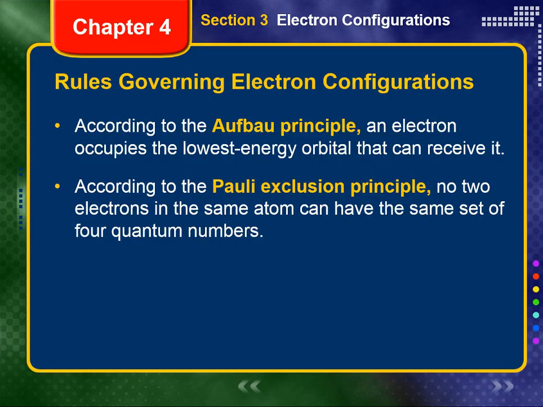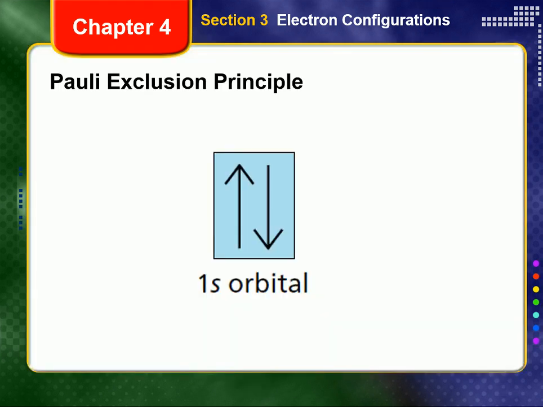The second rule reflects the importance of the spin quantum number. According to the Pauli exclusion principle, no two electrons in the same atom can have the same set of 4 quantum numbers. The principle, angular momentum, and magnetic quantum numbers specify the energy, shape, and orientation of an orbital. The two values of the spin quantum number allow two electrons of opposite spins to occupy the orbital. See figure 4-17 on page 106 of your text or on the screen now.